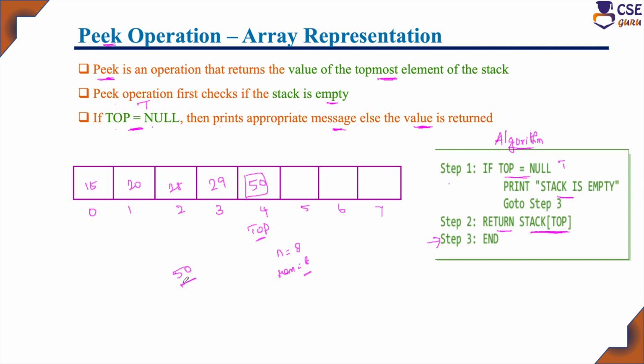Before implementing, you have to check whether top is equal to null. If this condition is false, it will implement the peek operation and return the top element of the stack, which is 50. Whichever memory location the top variable is pointing to, the value at that location is displayed. That is the peek operation.